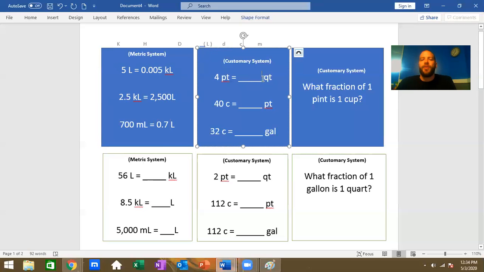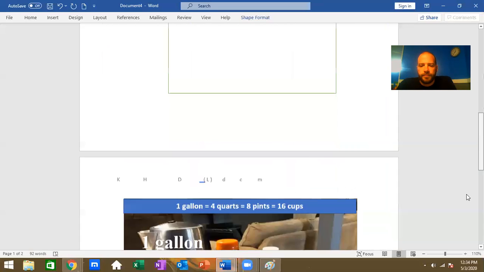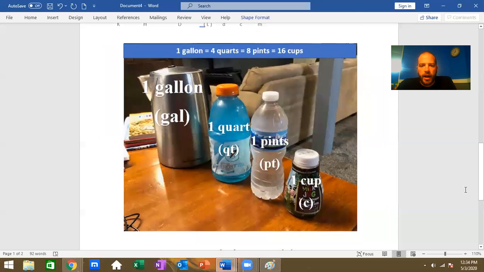All right, now jumping into customary units, the customary system. On the bottom of your sheet, I made this picture to try to help you guys out, okay? So this is a gallon. You guys are going to think of gallons more as that gallon of milk, right? The big old jug of milk.